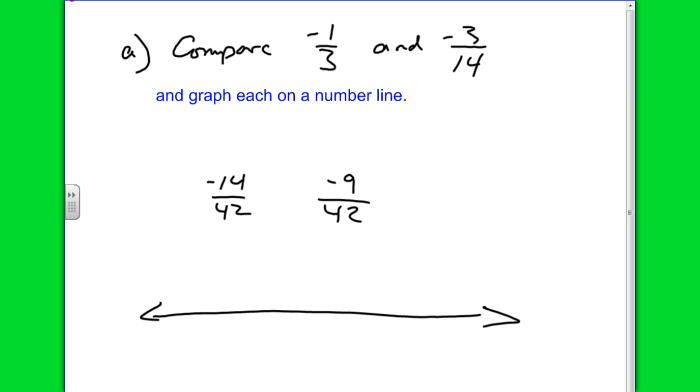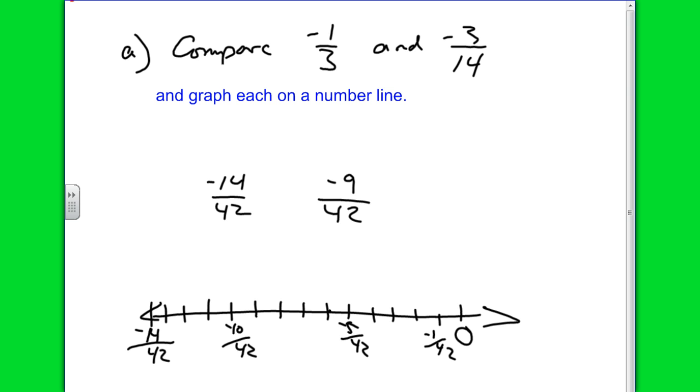So these are negatives, so I'm going to put 0 way up here and start moving negative to the left like we would normally do. 1, 2, 3, 4, 5, 6, 7, 8, 9, 10, 11, 12, 13, 14. Negative 14 over 42. Each line is a 42nd. 1 42nd. Negative 1 over 42. Negative 2, 3, 4, 5. Negative 5 over 42. 6, 7, 8, 9, 10. Negative 10 over 42.